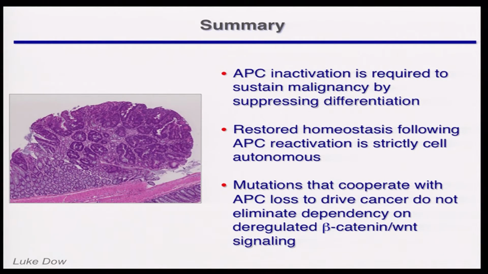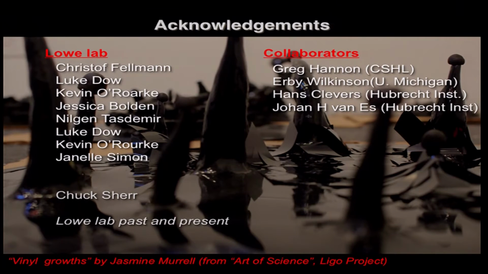So then just to finish, and I'm sorry I went a few minutes over time, basically we believe that APC inactivation and hence deregulated Wnt signaling can sustain malignancy by suppressing differentiation, and that's through a cell autonomous mechanism. And that despite the fact other lesions can cooperate with APC to promote advanced cancer, they don't alleviate, at least in these models, the dependence on pathway deregulation.